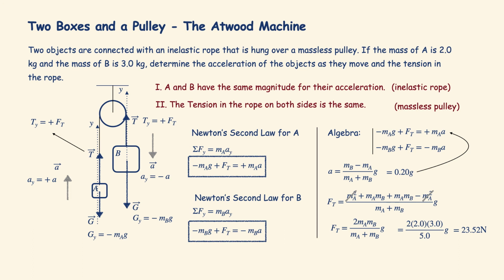So now I'm ready to write my final answers with the standard 3-digit notation. For the magnitude of the acceleration of the objects, remember, one of them will be going upward while the other one will be going downward, but they both will be moving with the magnitude of their acceleration equal to 1.96 meters per second squared. That was really the 0.2 g, and the tension in the rope will be 23.5 newtons.